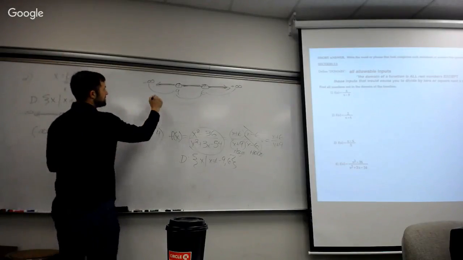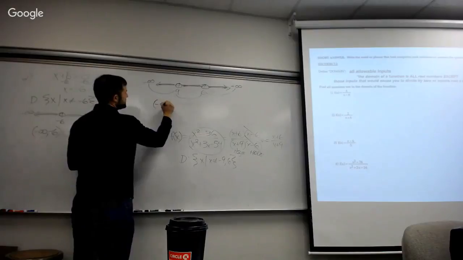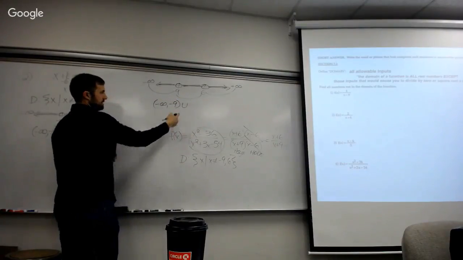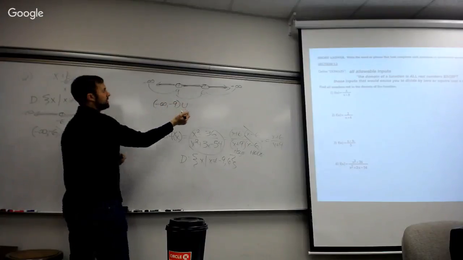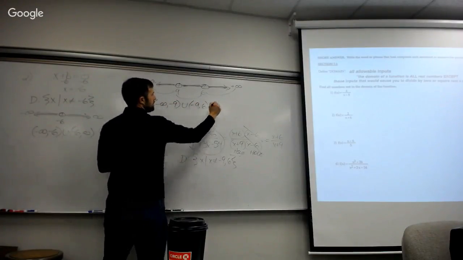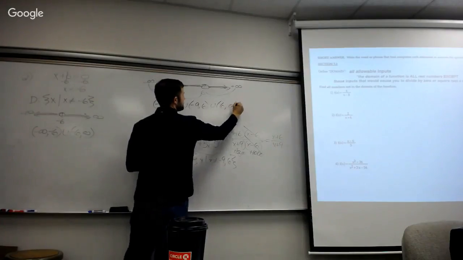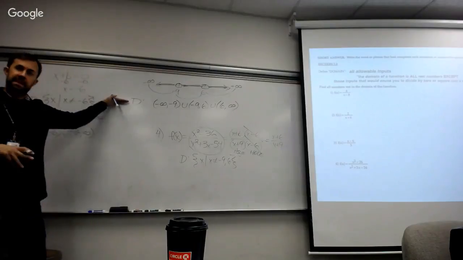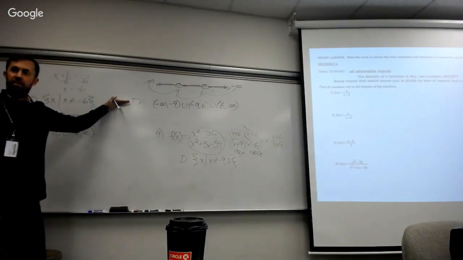So what is our interval? Our interval notation, the domain is from negative infinity to negative 9, or, the U means union, which means or, from negative 9 to 6, or from 6 to infinity. That's the domain. This is the primary way we'll be writing the domain.